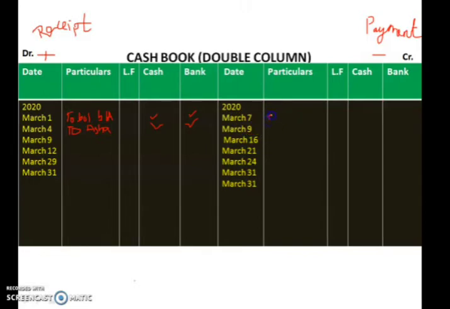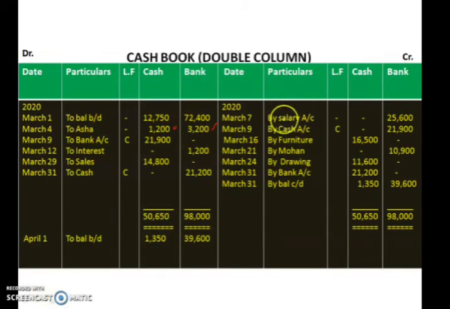Here you will write by, so I have to write here by salary, and the amount, because it is through check that I have given salary to my staff, then I have to write under bank account. Okay, so you can see here by salary I have written it in the bank account.